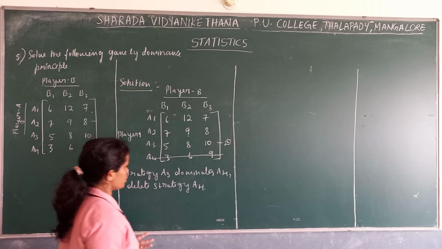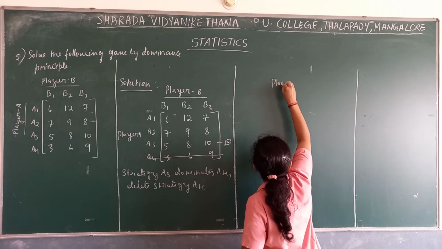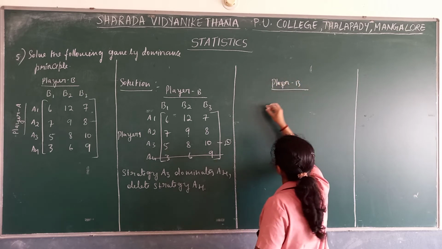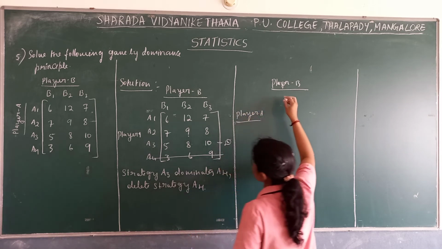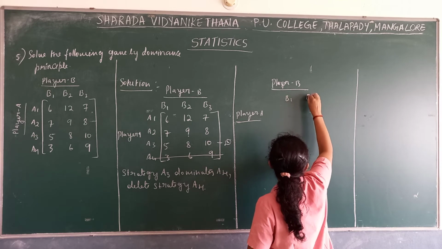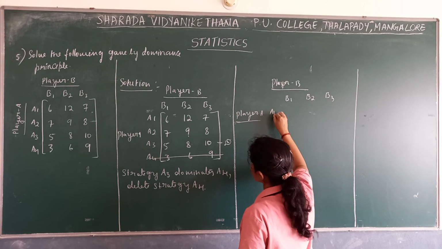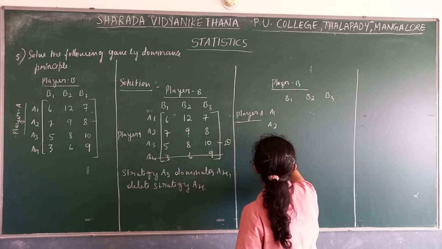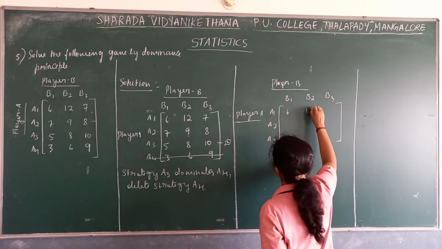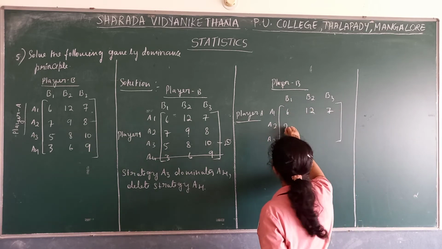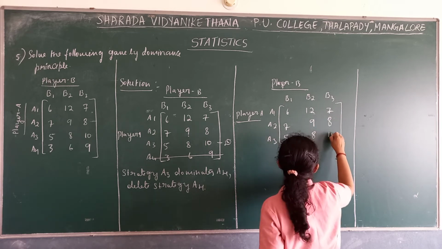What is remaining over there? Now layer B and here layer A. The strategies are B1, B2 and B3, and further here A1, A2 and A3 are remaining. Now 6, 12, 7, 7, 9, 8, 5, 8 and 10.